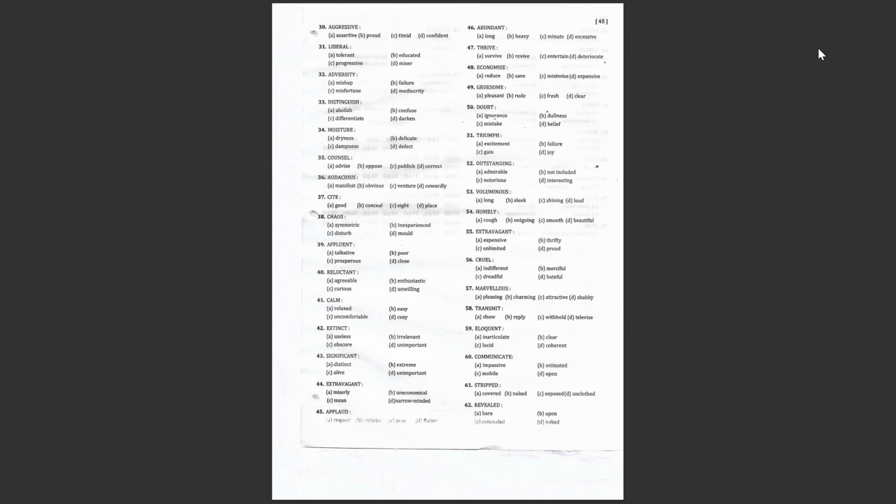Continuing with today's lectures, let's move on to the first word of today, which is word number 55, extravagant. Extravagant means grand, grandeur, lavish. That is what extravagant means. The options are expensive, thrifty, unlimited, proud. Expensive, unlimited, and proud are synonyms of extravagant. These are not antonyms. Thrifty.